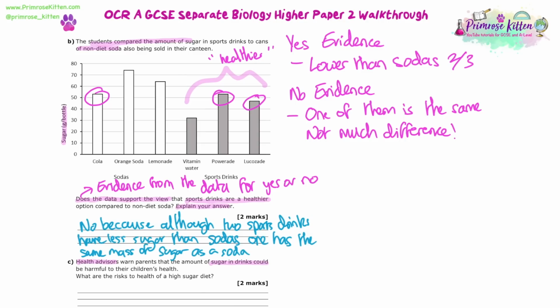Health advisors warn parents that the amount of sugar in drinks could be harmful to their children's health. What are the risks to health of a high sugar diet?